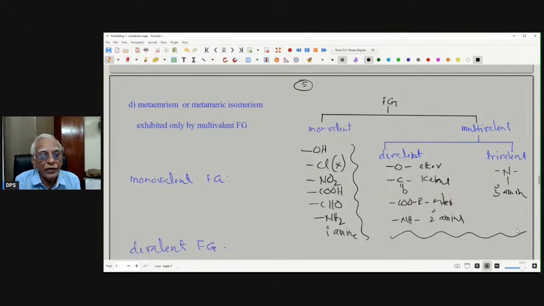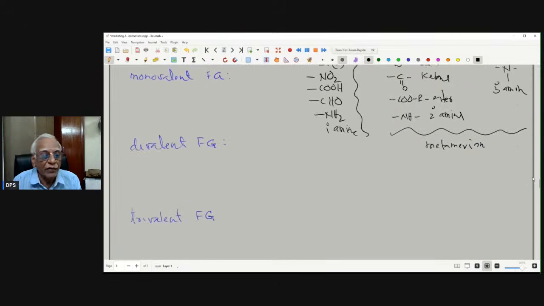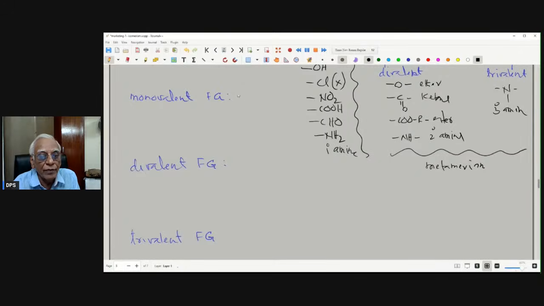Now, this particular phenomenon, metamerism, is exhibited only by multivalent functional groups. They can ask which among these do not exhibit metamerism. Alcohol, halogen compound, nitro compound, acid, aldehyde: all these do not exhibit metamerism. Metamerism is exhibited by ether, ketone, ester, secondary amine, and tertiary amine, because they are all multivalent functional groups. I have given you examples of monovalent, divalent, and trivalent functional groups.